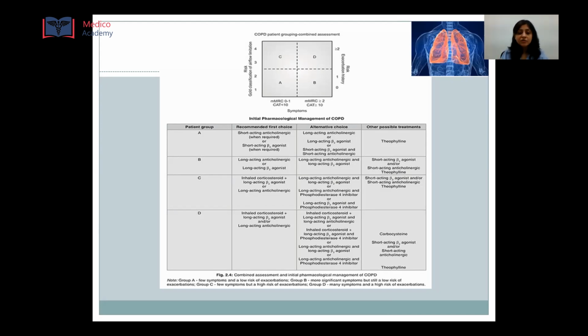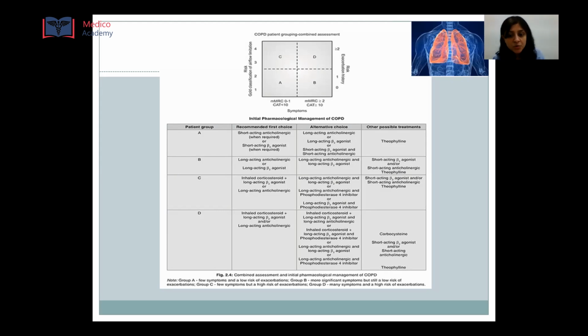Group C are the patients who have got few symptoms but at a high risk of exacerbation. There, the first line of treatment is actually the inhaled corticosteroid, the long-acting beta-2 agonist, or a long-acting anticholinergic. If not getting relieved, we can add a long-acting anticholinergic and phosphodiesterase 4 inhibitor. And the other possible treatment is short-acting beta-2 agonist. Short-acting anticholinergics can also be added to them.